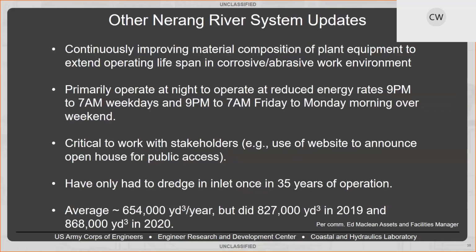Nerang is an electrically run system. Electricity is a little bit more expensive in Australia than in the U.S. So they typically run their system at nighttime and continuously over the weekend, from Friday evening to Monday morning. They've done quite a bit of development in materials for all the components of the system, the pipes and the pumps and everything. And so working with them has been a wealth of information concerning the materials required to perform this over a long period of time. Next slide.